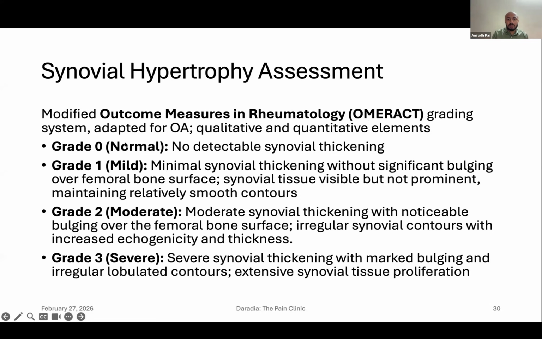Grade 1 is minimal synovial thickening without significant bulging over the femoral bone. Synovial tissue is visible but not prominent, maintaining relatively smooth contours. Grade 2, that is moderate, where there is moderate synovial thickening with noticeable bulging over the femoral bone surface, irregularity of the synovial contours with increased echogenicity and thickening. Grade 3, that is severe synovial thickening with marked bulging and irregular lobulated contours, extensive synovial tissue proliferation.